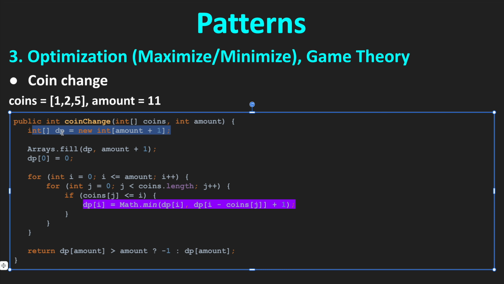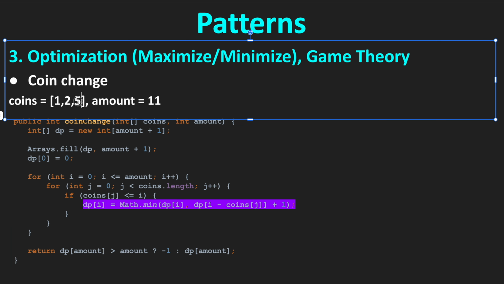So we create a DP array with the size of the amount plus 1, and we fill that array with the value of amount plus 1, the maximum value that we can return. And for dp[0], the value of 0 can be made with 0 coins, so we set that value to 0. At each step, we go through each amount and consider each coin. If we can apply that coin, so, let's say the amount is 3, we cannot apply 5 there, right?